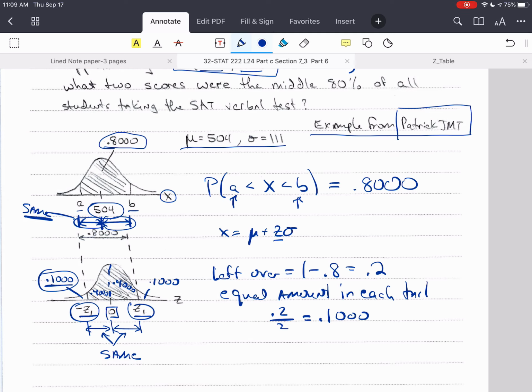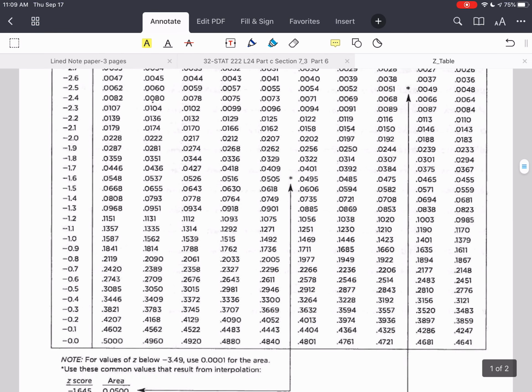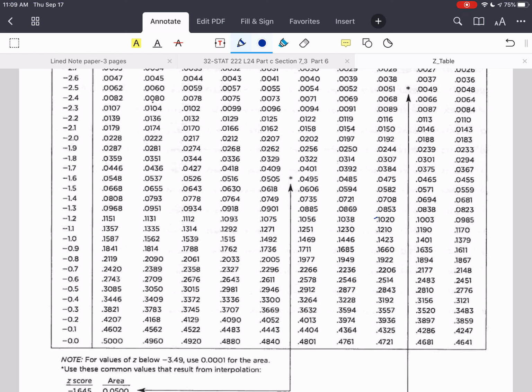So I'm going to look up the probability that's closest to 0.1000 in the table. And when I do that, I'm looking inside the table, so I need to be on the negative side because those probabilities are less than 0.5. And here is the value that's closest to 0.1. It's 0.1003. The next one is 0.0985. This one is 0.0015 away. This is only 0.0003 away, so it's closer to 1.